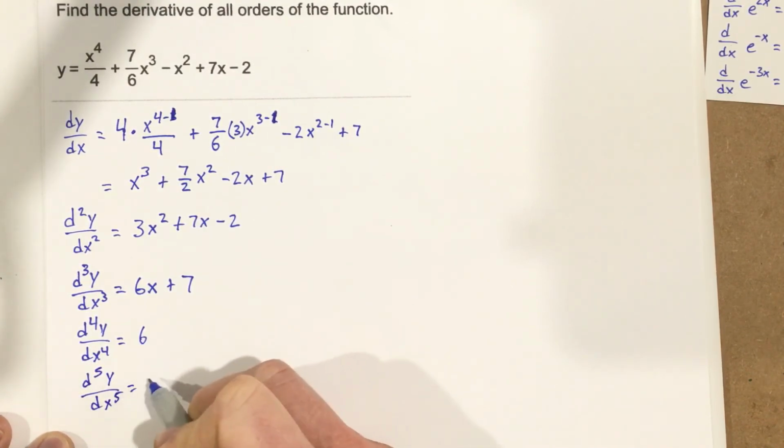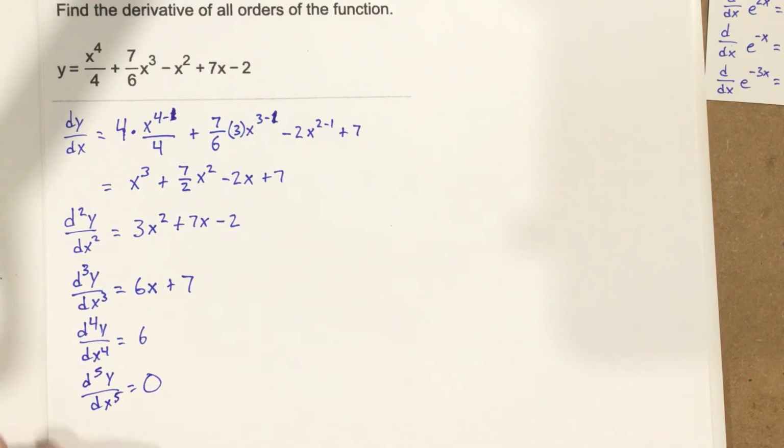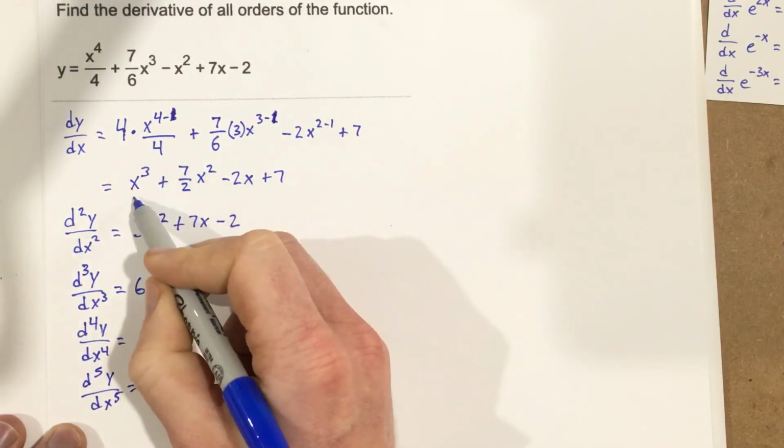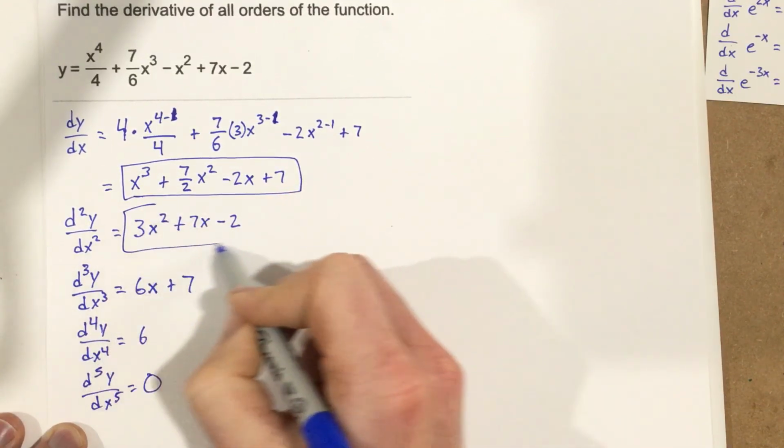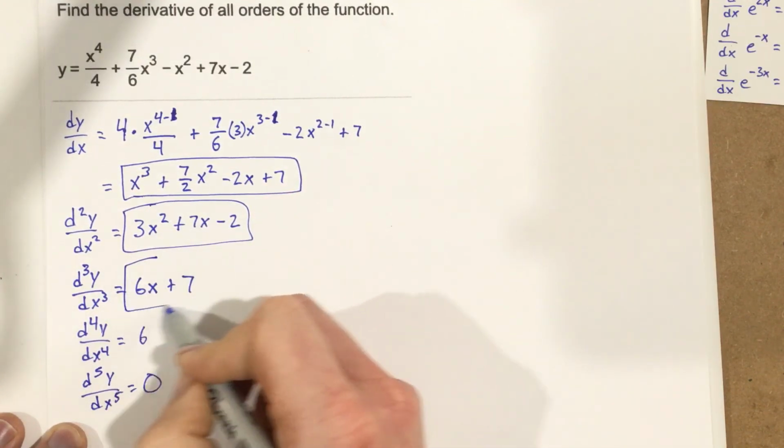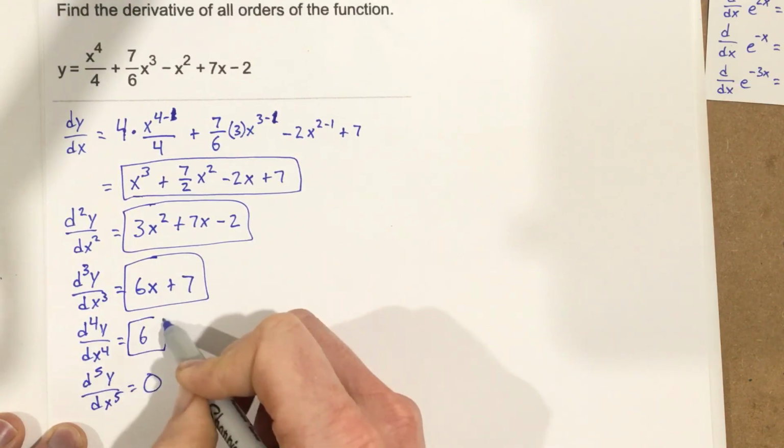Well, the derivative of this constant is 0. And so you can see we have all the orders here. We have the first derivative, the second, the third, the fourth, and the fifth.